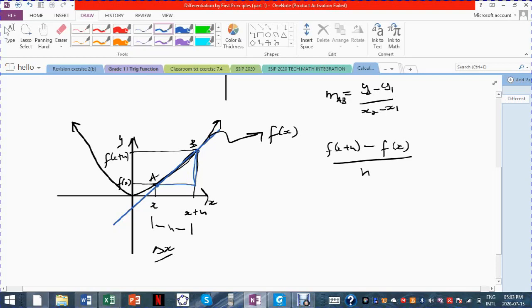So how do we then find the gradient at point A and at point B? We can choose. Let's just work with point A. So which means now you will have to take a limit.